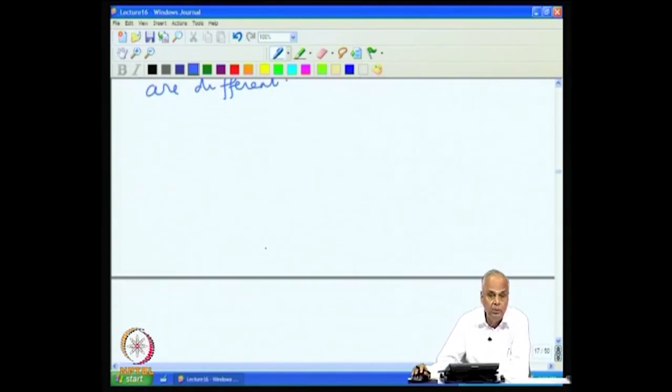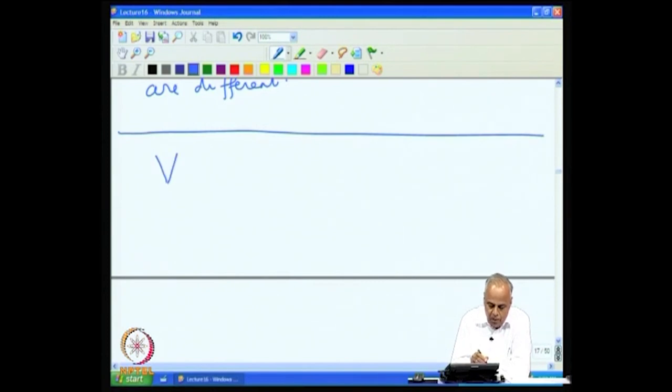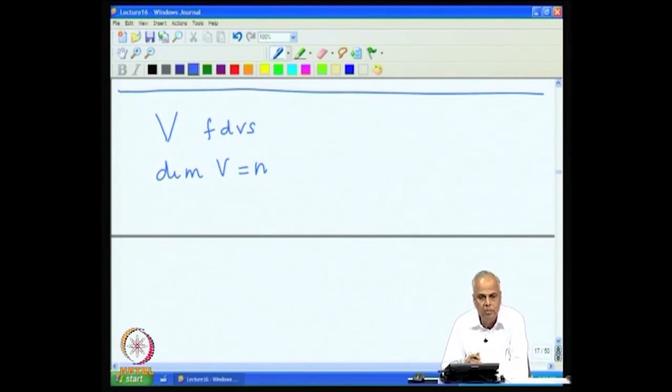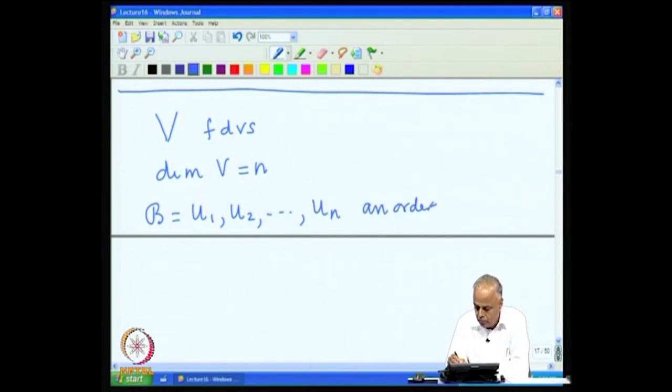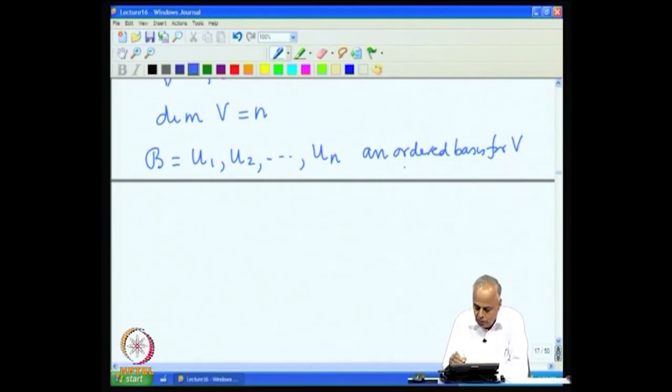Why do we want to deal with ordered bases? Now, let us look at where this leads us. V is a finite dimensional vector space, dimension of V equal to n. Now, let us look at an ordered basis. How many vectors will be there in an ordered basis? Well, any basis will have n vectors, and in addition to that, we will have an order. So, let B be u1, u2, etcetera, un, an ordered basis for V. From now on, we will write OB for ordered basis.